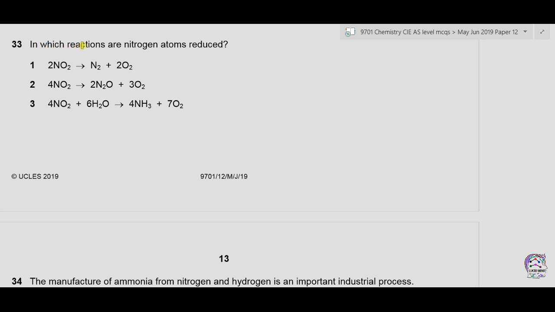Question number 33. In which reactions are nitrogen atoms reduced? Now let's find out the oxidation state of nitrogen in NO2 and N2. In NO2 we can see that we have one nitrogen atom, two oxygen atoms, and the overall charge is 0. So the charge on one oxygen atom is -2, so for two oxygen atoms it will be -4. So nitrogen will be equal to +4. This nitrogen is in molecular form, so the oxidation state is 0.